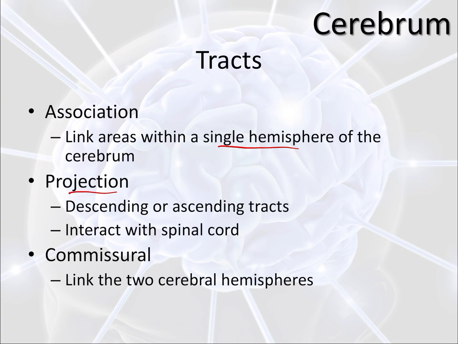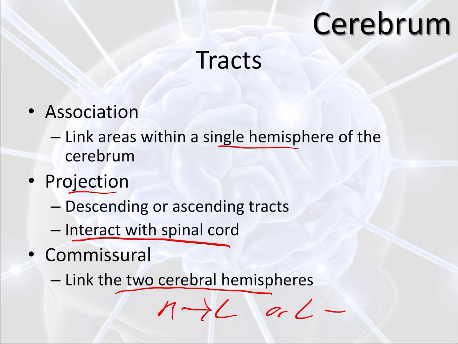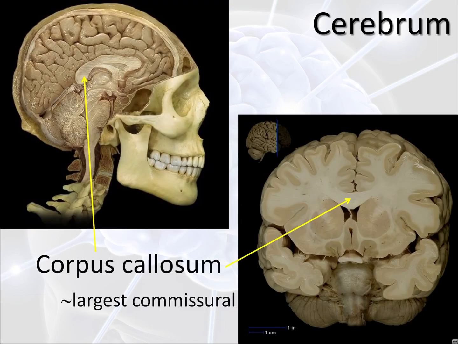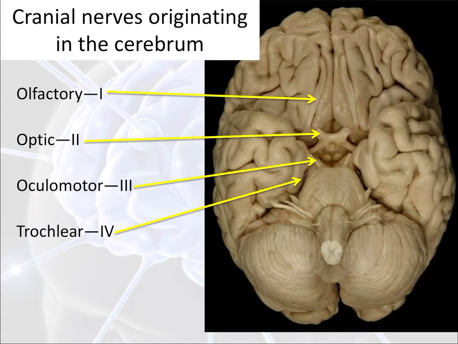But then we also have projection tracts, which are tracts that descend or ascend. So those go down into the spinal cord. And then we have commissural tracts. These are tracts that connect the two cerebral hemispheres, right? So go from right to left, or left to right. Okay, and then we also have what's known as a corpus callosum. And the corpus callosum is the largest commissural tract, right? This is actually the connection between the right and the left hemisphere. Okay, we have 4 cranial nerves that originate here. 1, 2, 3, and 4.